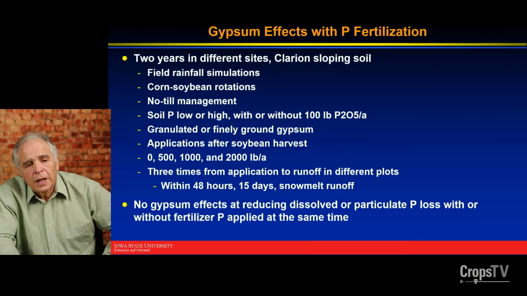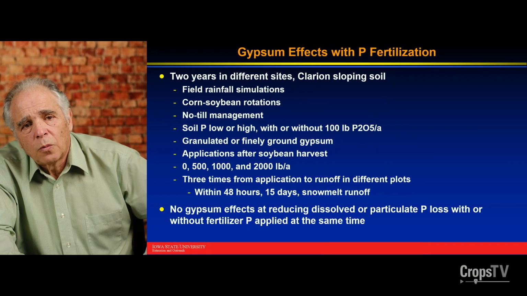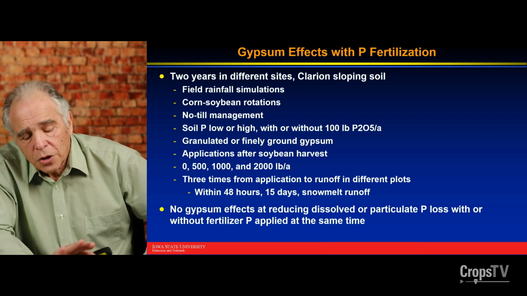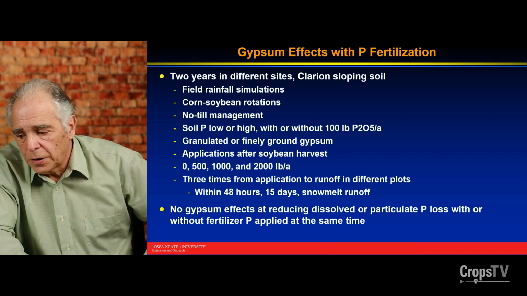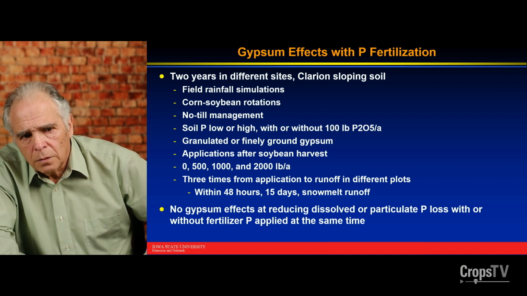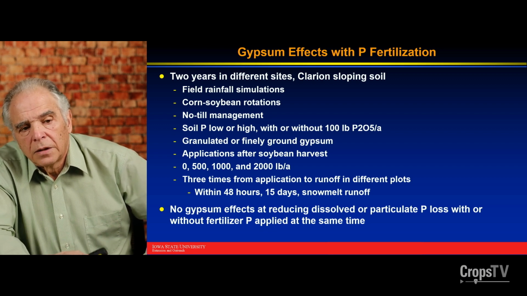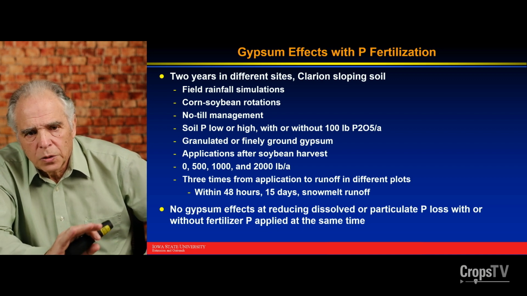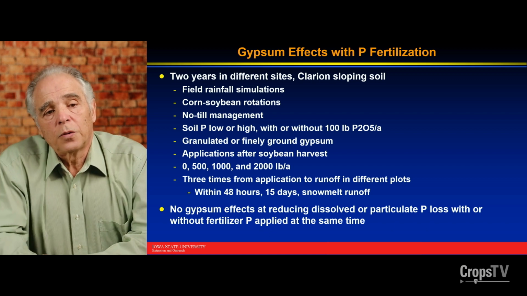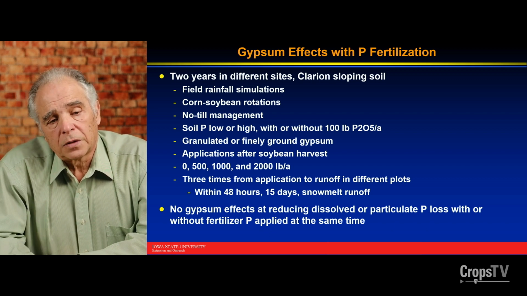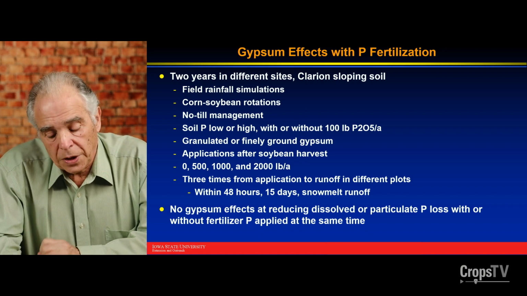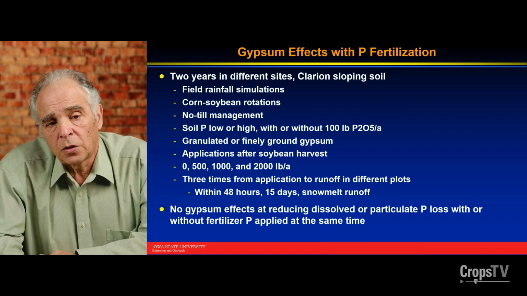We also did lots of experiments with gypsum, with fertilizer. And I'm not showing any results because this is getting too long. And there was no effect at all. Gypsum at several rates up to 1 ton per acre did not reduce the phosphorus loss with runoff, did not reduce the proportion of dissolved P with runoff. Essentially, only the alum did.